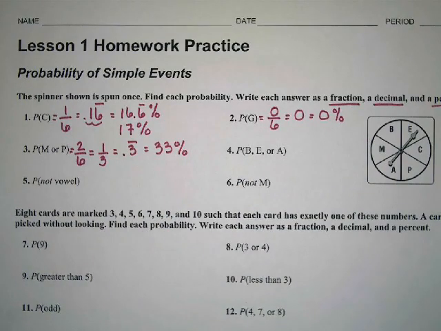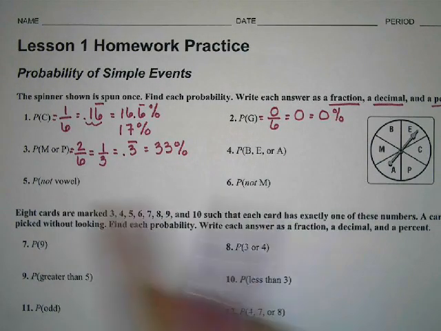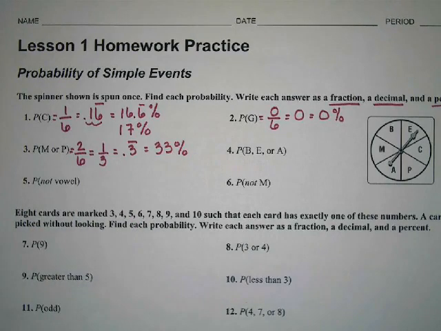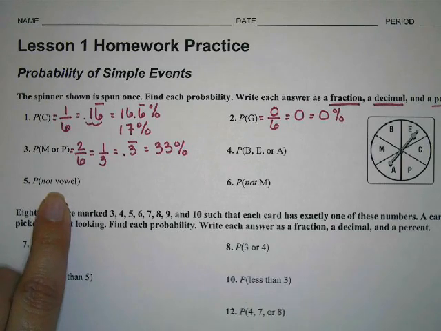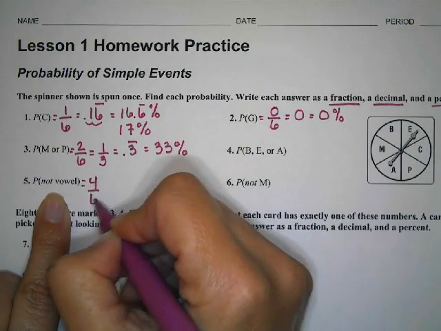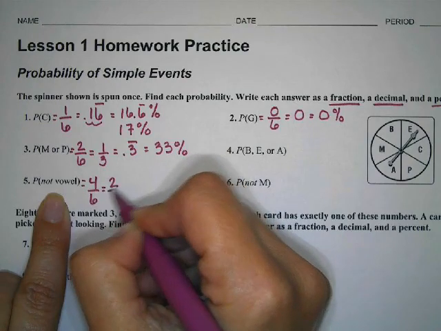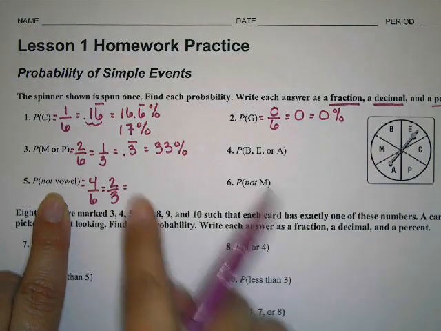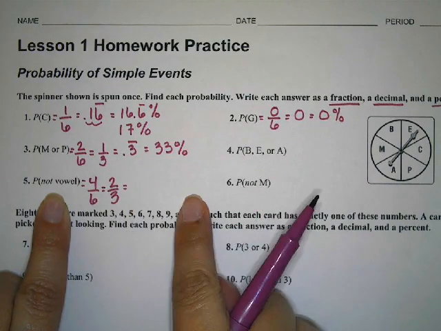So you're going to continue doing 4, 5, and 6 the same way. Some of them will say not, like not a vowel. So on 5, if we're looking at ones that are not a vowel, that would be all our consonants. So we have an M, a B, a C, and a P, because A and E are vowels. So if it's not a vowel, we would have 4 out of 6 sections, which is the same thing as 2/3. And then I'm going to have you go ahead and finish that out. What would that decimal be, and what would the percent be?